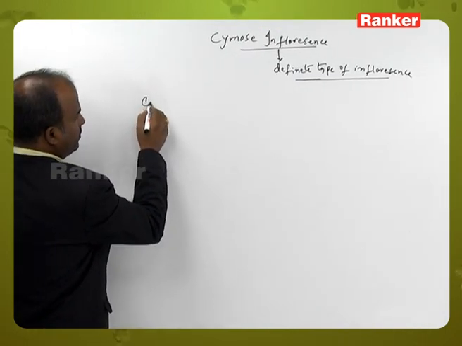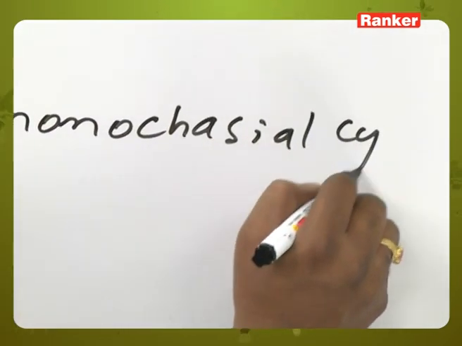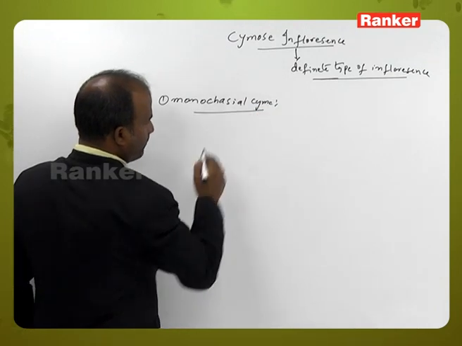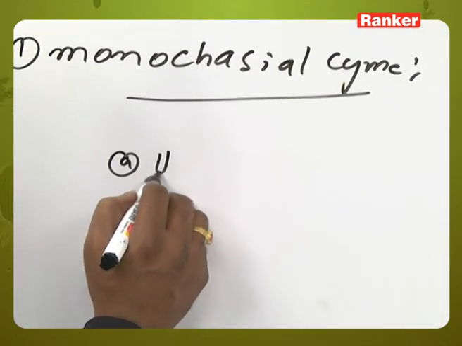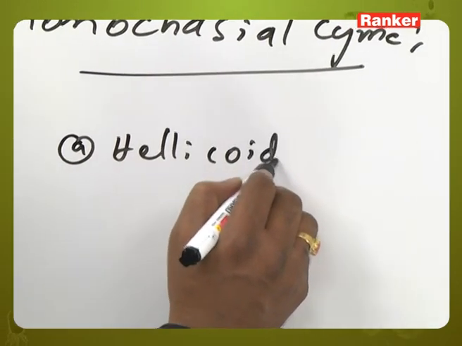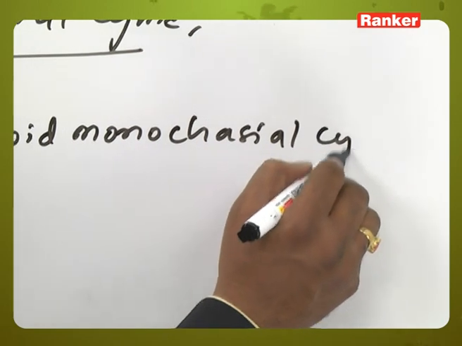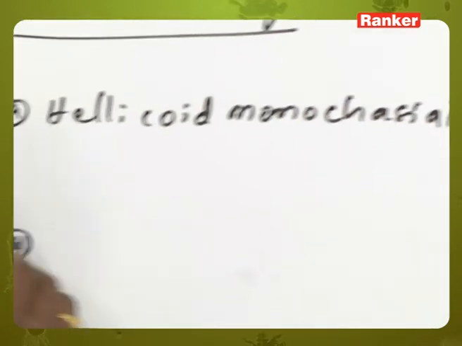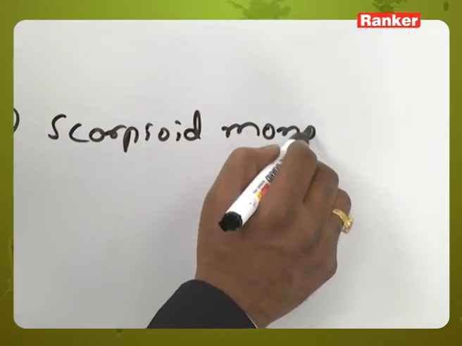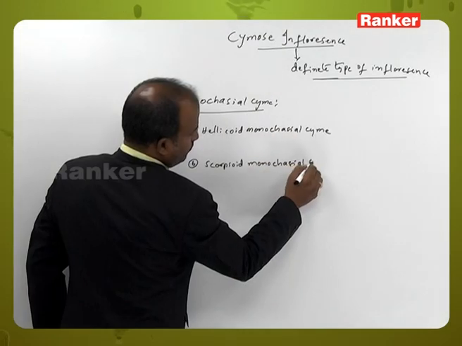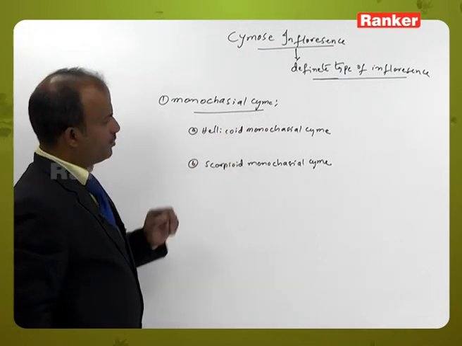Next, it is the monochasial cyme. In this, how many types are there? One is the helicoid monochasial cyme, and the second one is the scorpioid monochasial cyme.